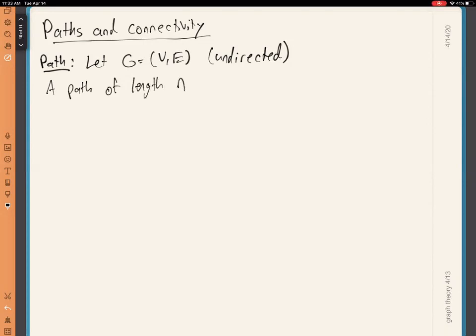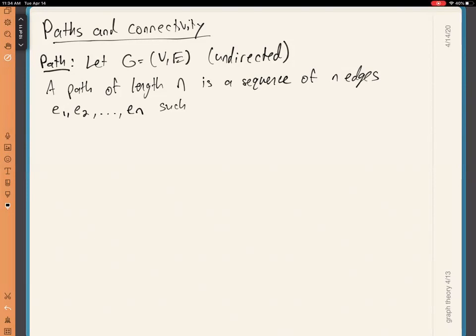it's exactly what you would think a path would be. You start at one point, you travel along the edges of the graph to another point, and the length is just going to be the number of edges that you traverse. So how do you say that formally? Well, it's a sequence of n edges, which we call E1, E2, up to EN, such that if you travel along the edges, you get a subgraph of the graph.